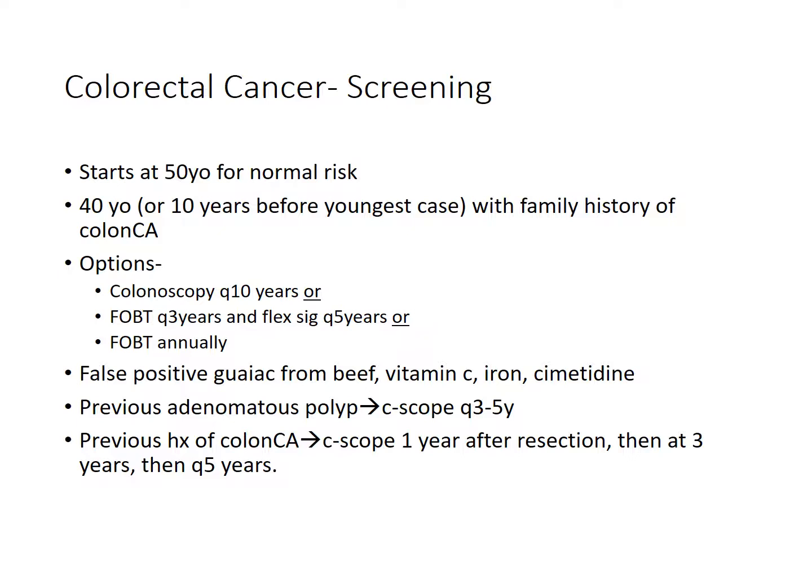You can get some false positives with your hemocult test. People that eat large quantities of beef, vitamin C, iron, cimetidine, Pepto-Bismol, things like that.